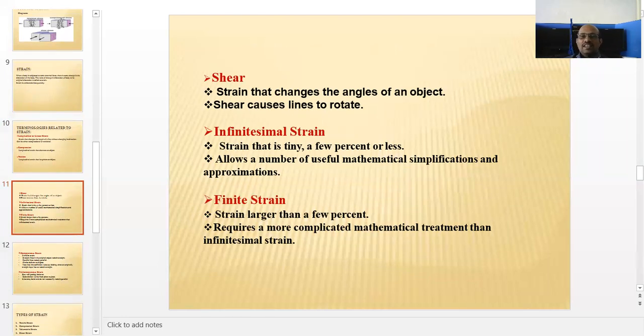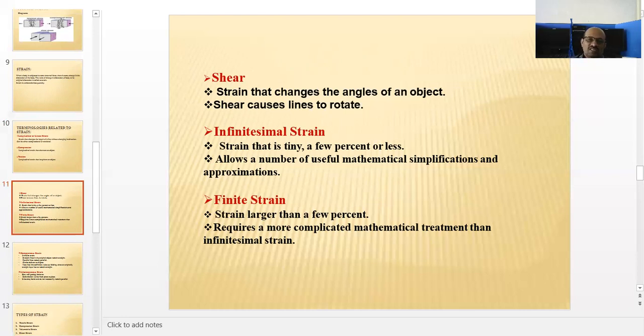Another one is infinitesimal strain, which is a few percent or less. It allows a number of useful mathematical simplifications and approximations. There can be infinite types of strains, but those we describe as very few percent are called infinitesimal strain. So the strains are very tiny, a few percent or less, and a number of useful mathematical calculations are possible with infinitesimal strain.